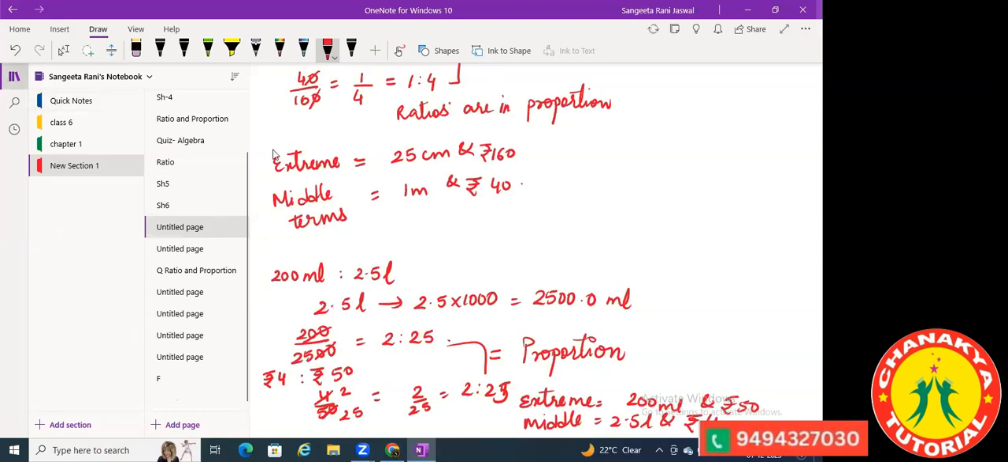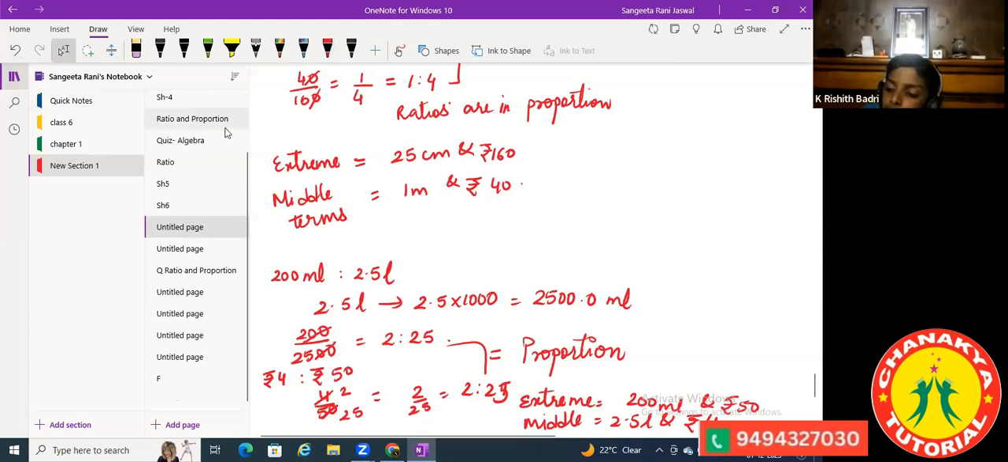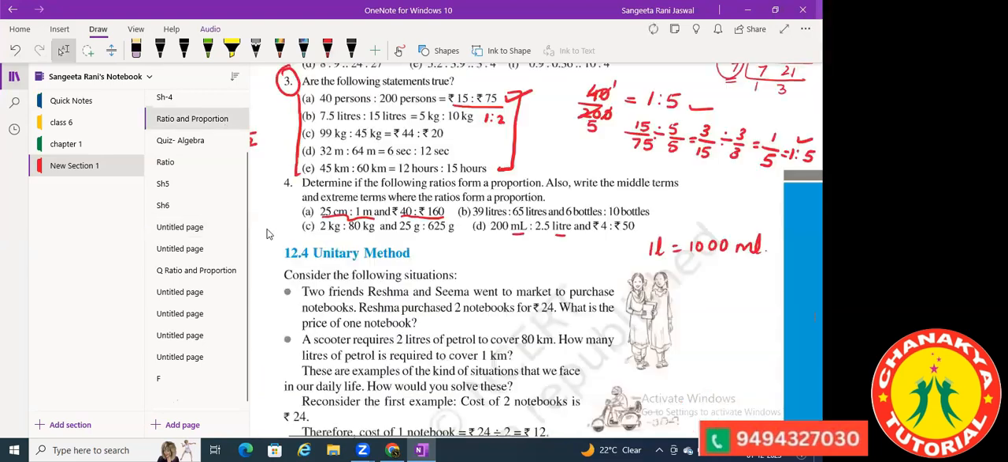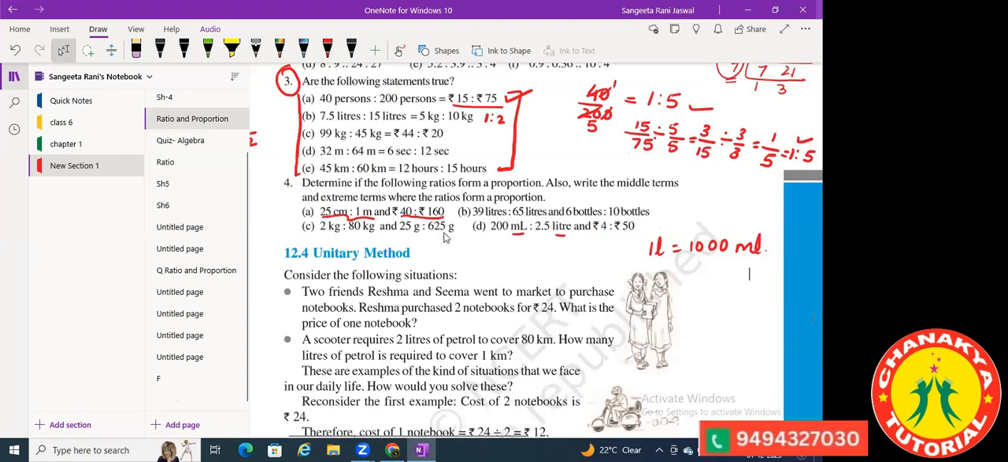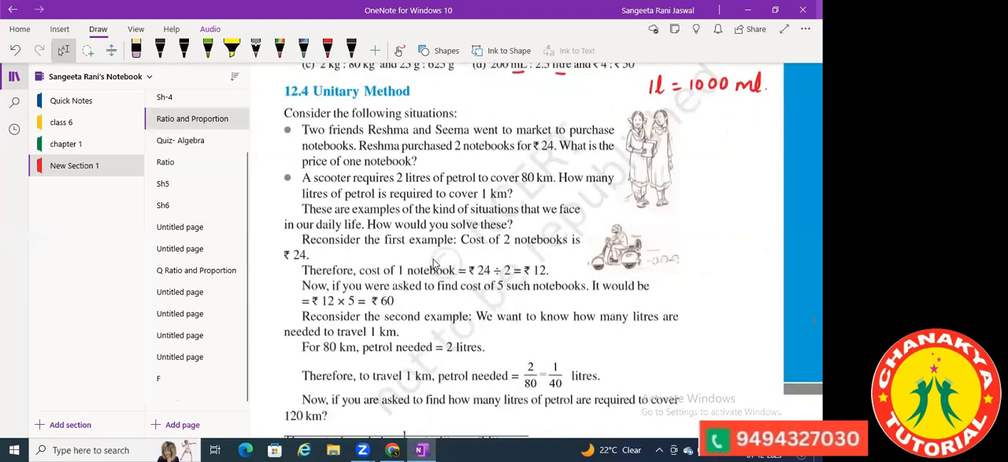Understood, everyone? Yes, ma'am. I want you to try B and C part yourself. You can try after the class. In these questions, you don't need any conversion. These are direct questions.